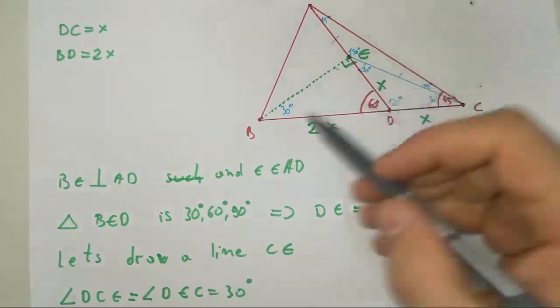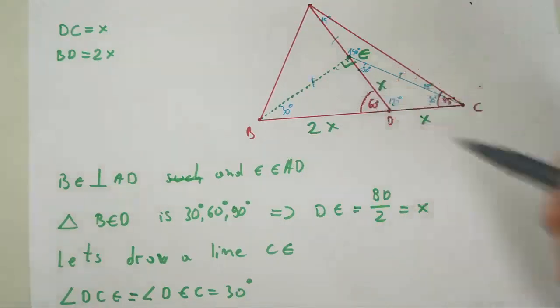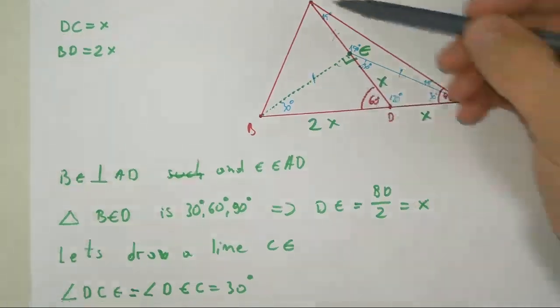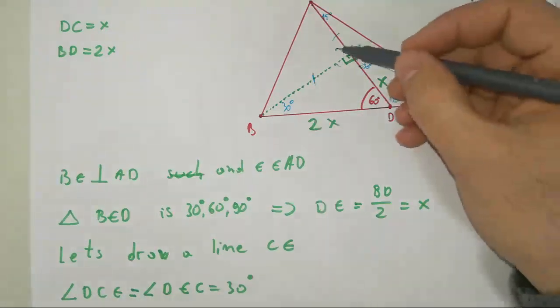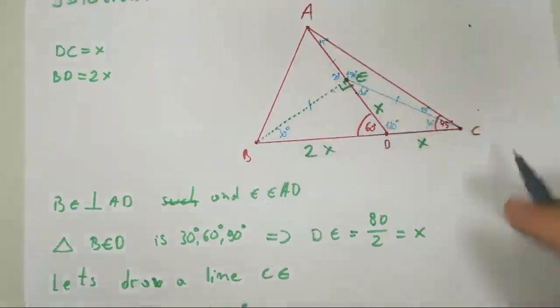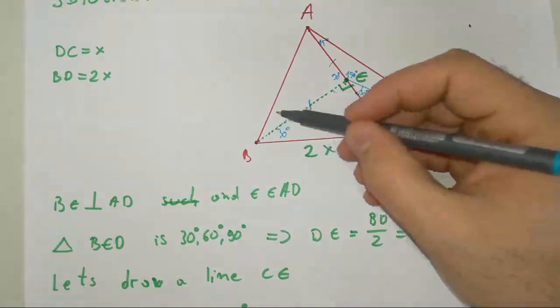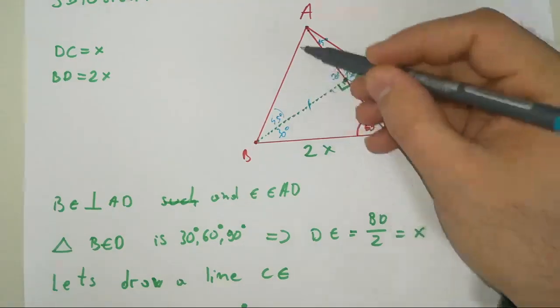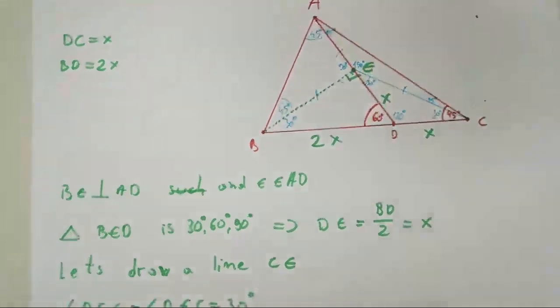So again, the triangle BEC is isosceles. It means that this side is equal to this side. So the side AE is equal to EB. We know that this angle here is 90 degrees. It means that these two angles are 45 degrees. This angle is 45 degrees and this angle too, because it's a right angle isosceles triangle.